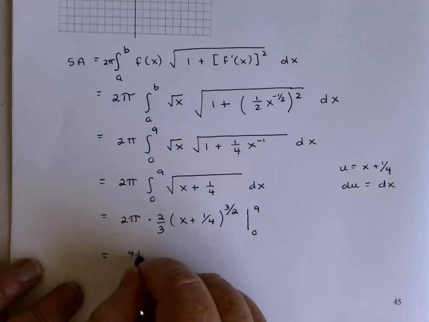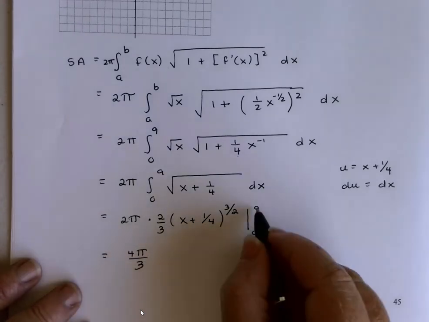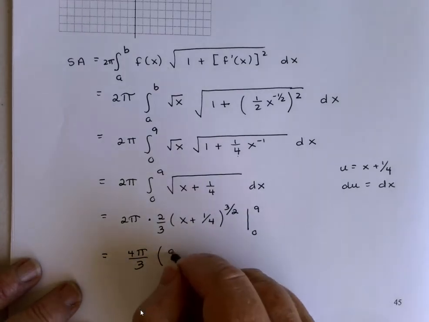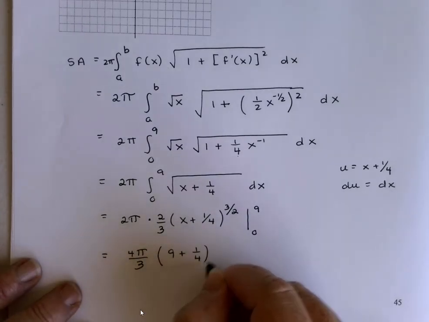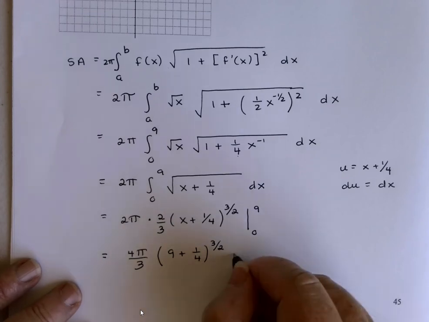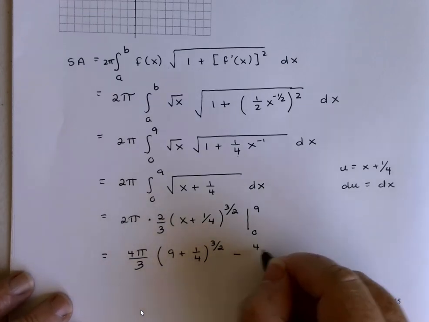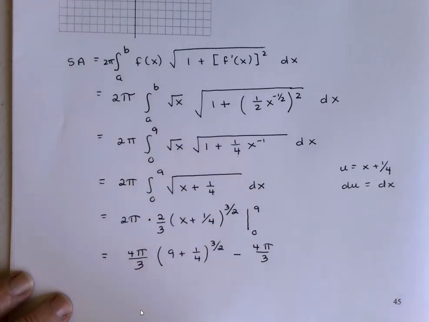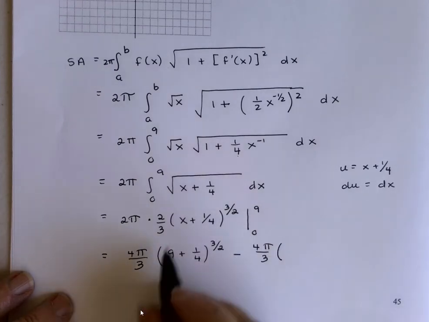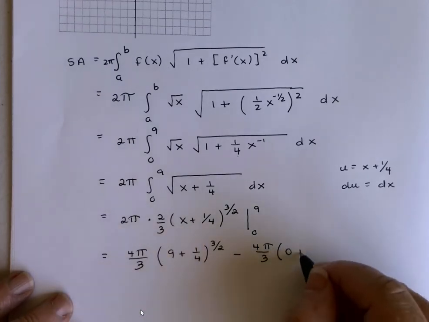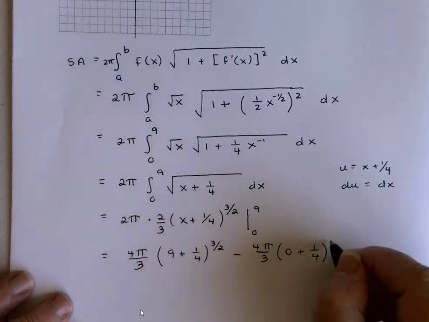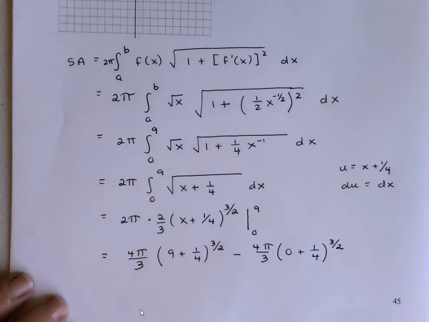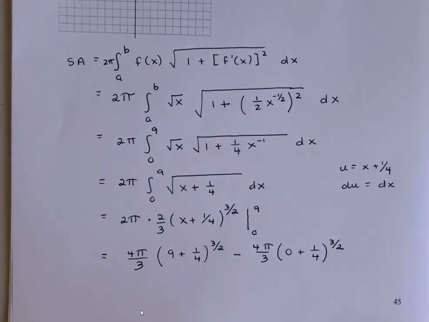All right, so I've got 4 pi over 3 out here. Plugging in the 9, I would have 9 plus 1/4 to the 3/2, minus 4 pi over 3, and plugging in the 0, 0 plus 1/4 to the 3/2. And I don't think that's going to be anything that's going to come out particularly nicely. So if you want to just go ahead and plug that in the calculator. Let's see here.